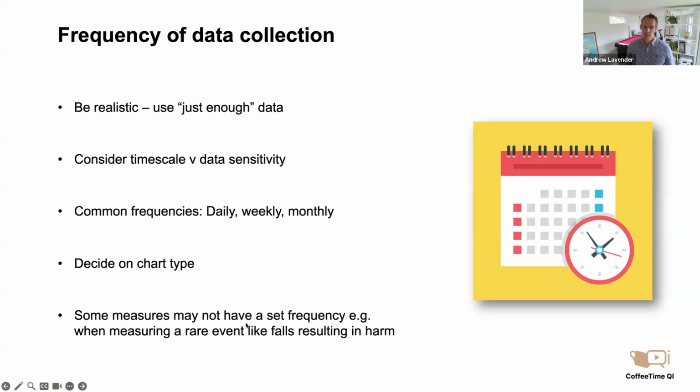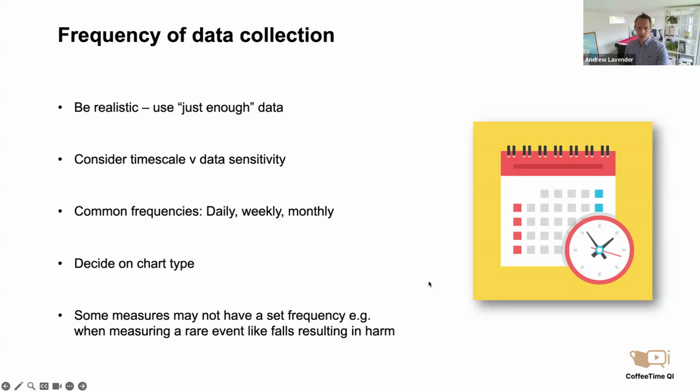And then finally, just the point that some measures might not have a set frequency. So if you're measuring something that's really rare, like falls, if you don't have very many falls, then you're probably not going to add that up every week. You're just going to record that when it happens. In which case, there's other charts you can use for that. It makes that much more straightforward. It means you're not collecting data that's just a negative, basically.